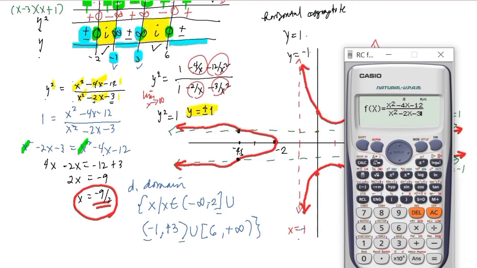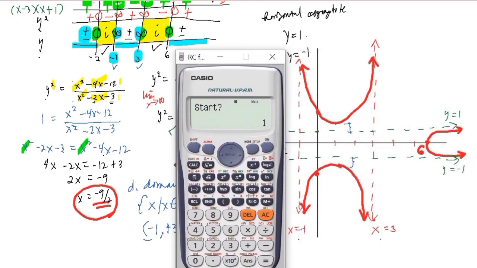Tapos, i-graph natin to. Magsisimula tayo dito sa negative 1. Magtatapos tayo sa positive 3. Tapos, yung step natin, gawin natin 0.25 para medyo madami-dami. Kung kayanin ng memory, tingnan natin. Kaya naman. Ayan, error. Tapos, hanapin natin yung pinakamalaking number. We have here, yung pinakamaliit na number. Kasi dito, minima siya. No? Ayan, no? Yung 3.66.